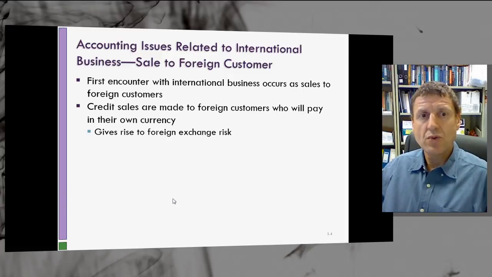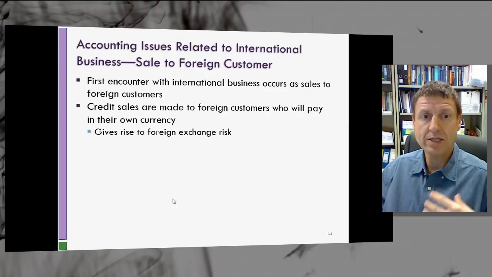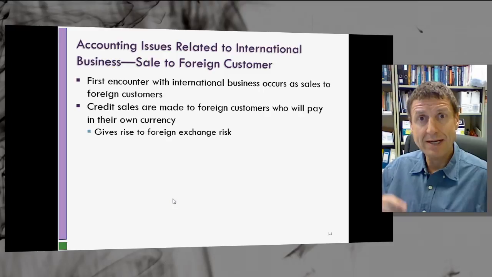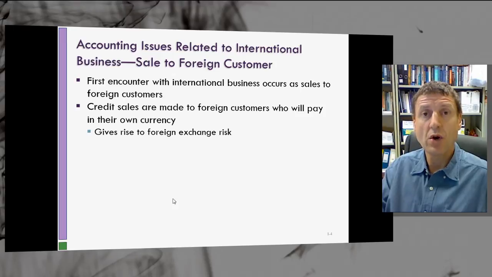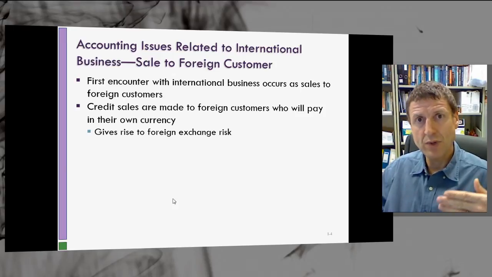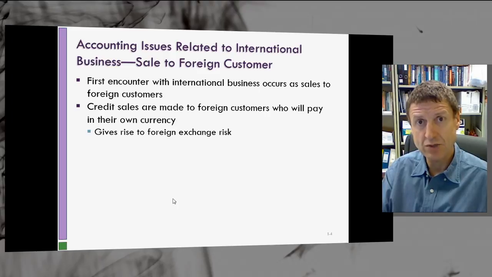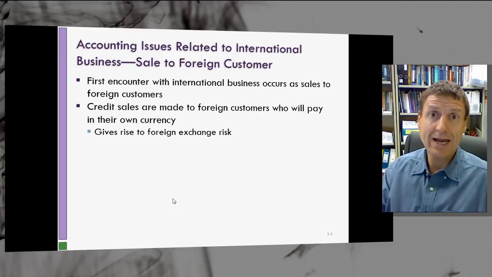Also, international accounting issues come when there are credit sales made to foreign customers who will pay in their own currency. So it gives rise to foreign exchange risk. For example, there are credit sales made today, but cash isn't received today. Cash is received in 6 months' time or in 3 months' time. So that gap between the exchange translation of that revenue earned today and the exchange translation of when you actually get the cash paid in 1 month, 2 months, 3 months' time gives rise to some foreign exchange risk. And what we're going to learn in this course is how to account for that risk.